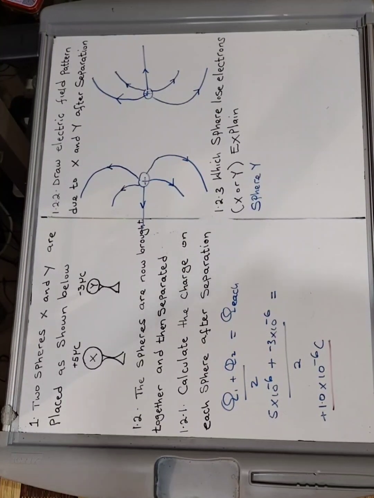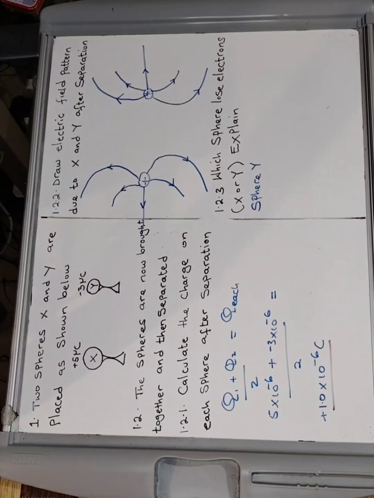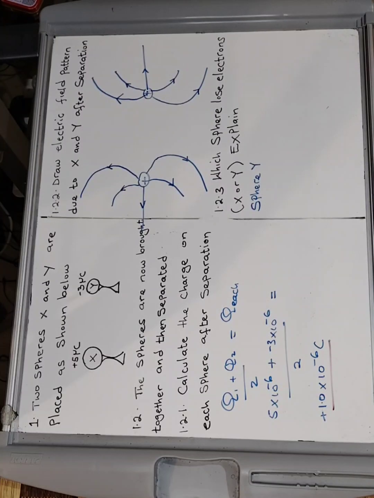So the answer is going to be sphere Y. Why sphere Y? The explanation is that sphere Y has excess electrons, and the electrons move from where they are highly concentrated to the region where they have low concentration. So the answer is Y has excess electrons. Thank you.